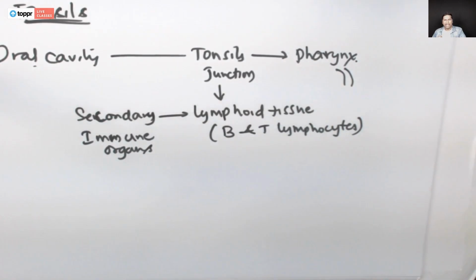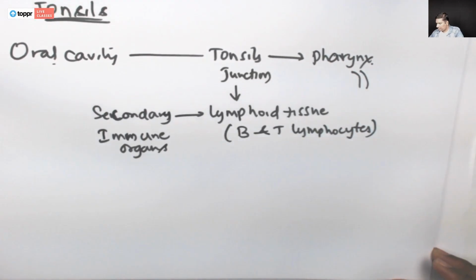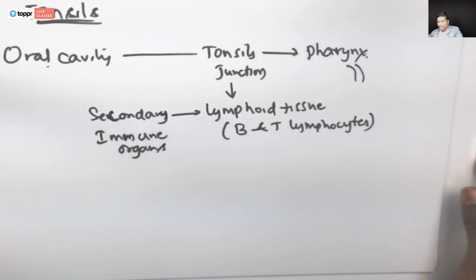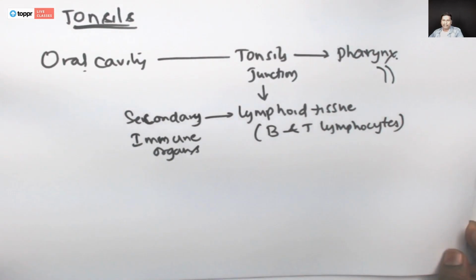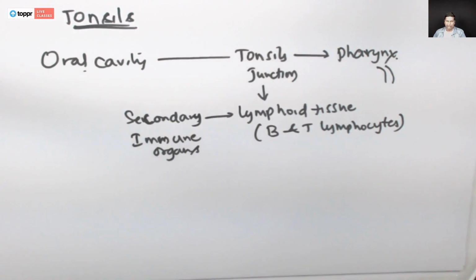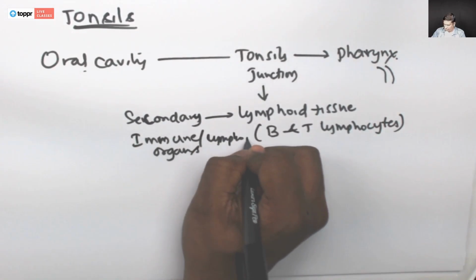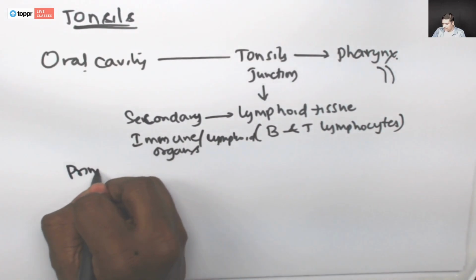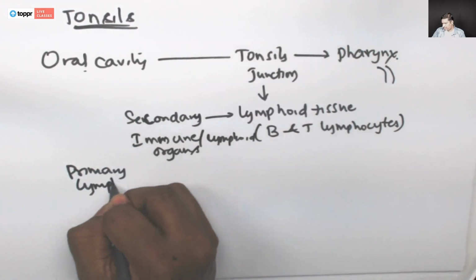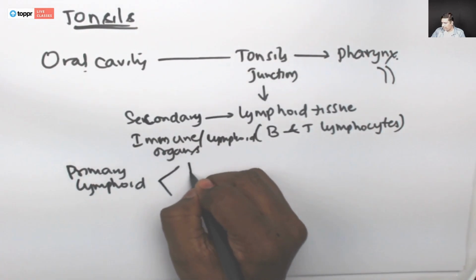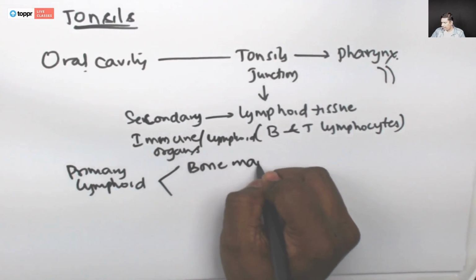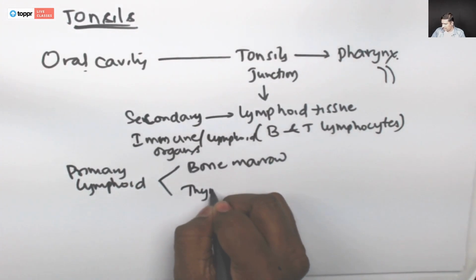So wherever you have secondary immune organs, these organs basically serve as battlegrounds for the interaction between your antigens and antibodies, or antigens and your immune cells. So you have immune or lymphoid organs. You have your primary lymphoid organs, which are your bone marrow and your thymus.